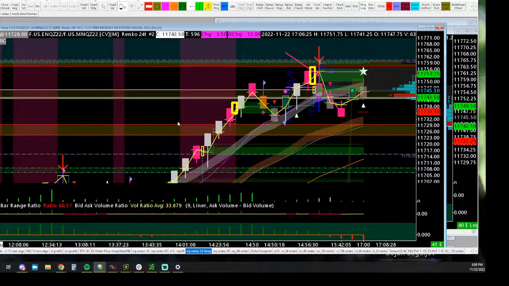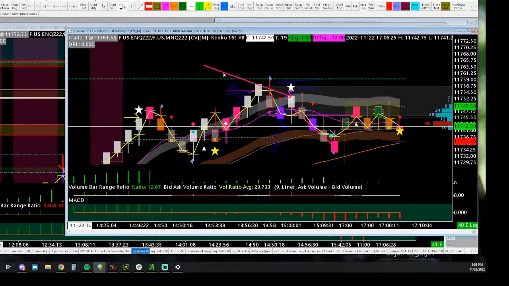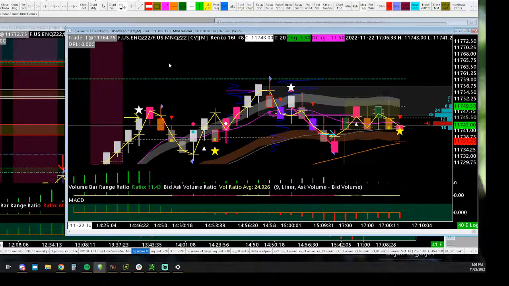Like I said, I don't want to make it any more. It's already so damn crowded. I don't want to add signals that I'm not able to interpret fast enough.